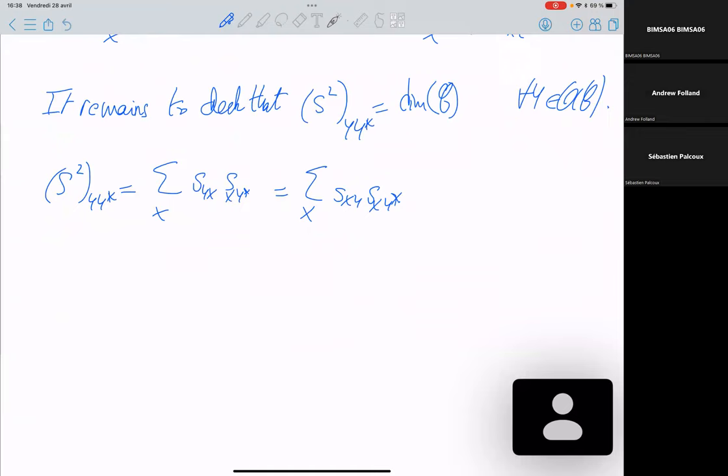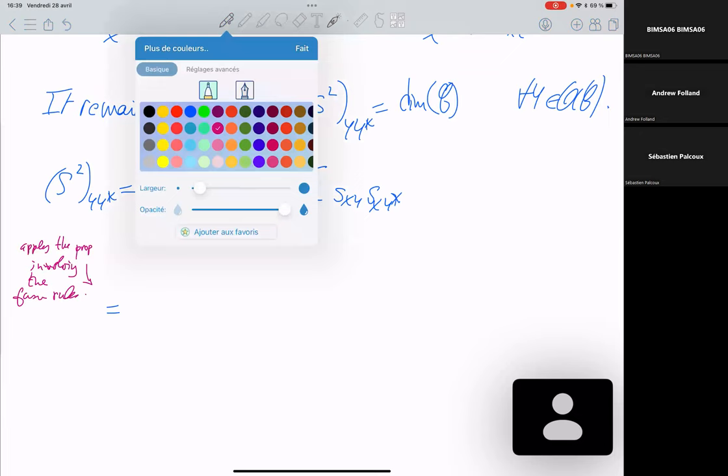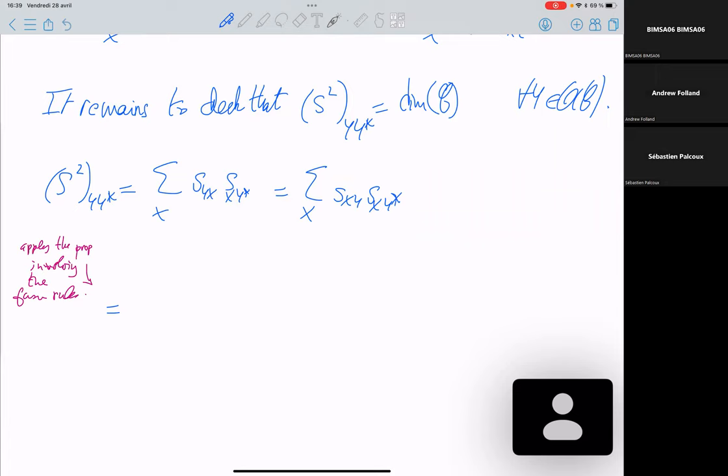Now here you can apply the proposition involving the fusion rule, which we proved just before the pause. And you get that it is equal to the sum over X of dimension X times the sum over Z of N Y, Y star, Z times S X Z.